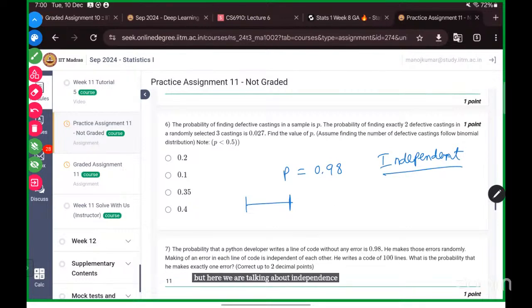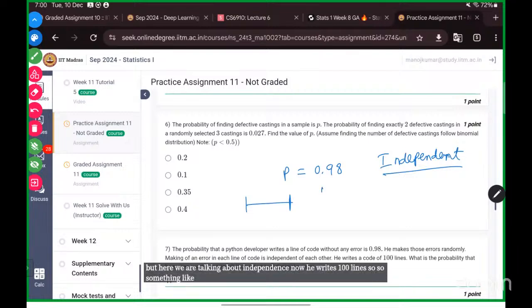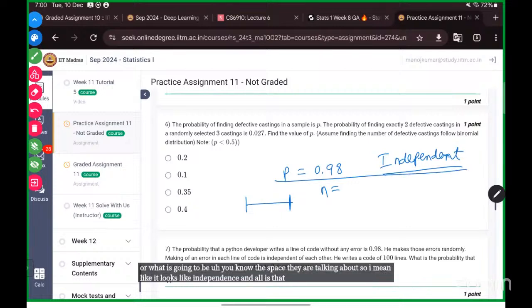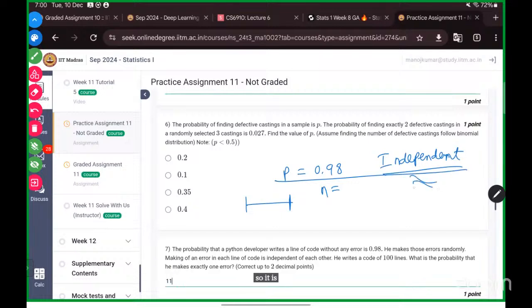Now he writes 100 lines. So something like n, you have to think what n could be, or what the space is that they are talking about. It looks like independence and all is there, so it is going towards binomial. Then if they mention something like n, you can probably find the answer. He writes 100 lines of code, so 100 is the n. Then what is the probability that he makes exactly one error?